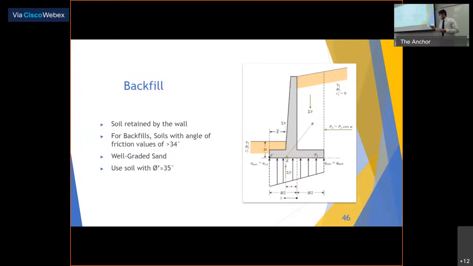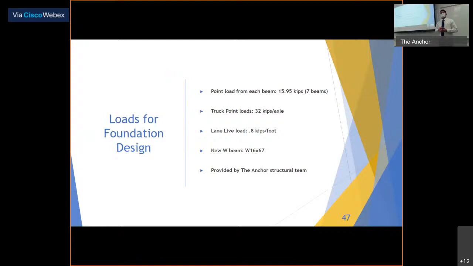Now, after this, we were actually given the loads from the structural design. As you can see up here, each one of them is listed, from the point loads, the dead loads, as well as the live loads from the trucks on the beam itself. These are actually very conservative for the design. As you can see, they did change the beam to a W16x67. This actually doesn't change our design very much. It doesn't change the weights of the bridge. If anything, it only makes the design for the abutment more conservative.